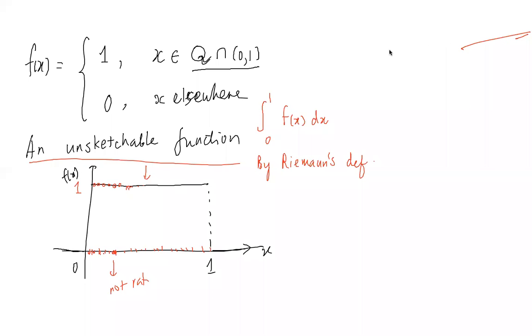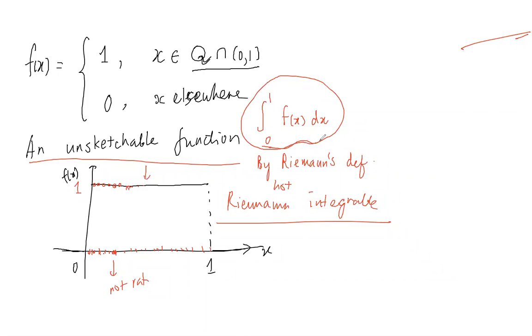You basically cannot find any intervals such that you can actually construct the rectangular bars, and use that to approximate. You can try it, but you will not be able to find it. So Riemann's integral fails here. We call it not Riemann integrable. That means you cannot find the integral of this function using this way of doing integration.